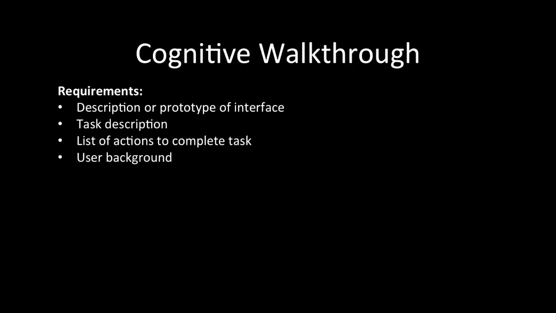In this lecture, we're going to have a couple running examples of interfaces and prototypes that we'll evaluate, and one of them will be a low-tech prototype for a gesture-based authentication system for a mobile device. In this case, what are the requirements? Well, we have a description or a prototype of this interface. Ours will be paper-based. The description of the task is simply to authenticate and log in. The actions the user has to take to complete the task is to input a gesture, and our user background is actually going to be a pretty general set of users, from very familiar with technology to those who don't have a lot of background with it.